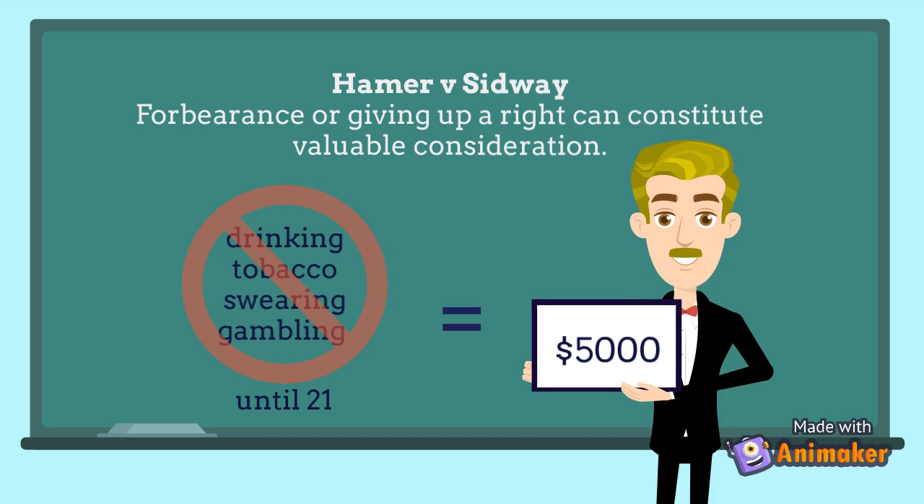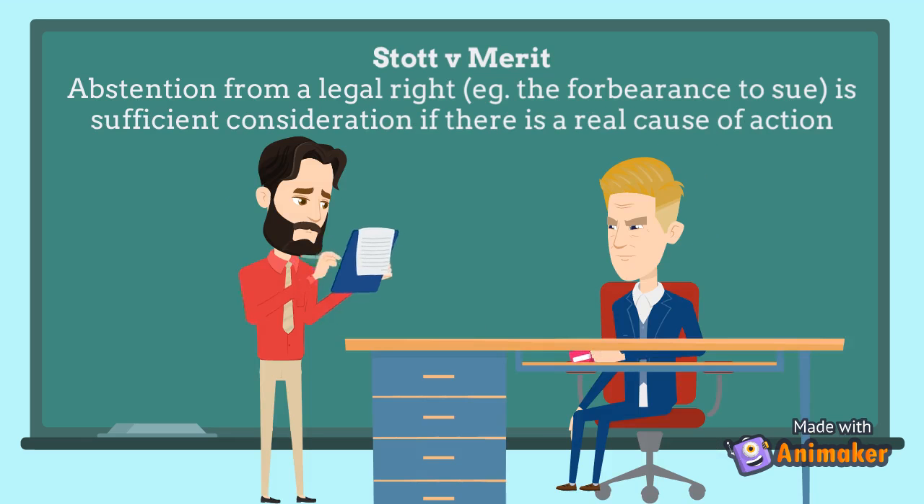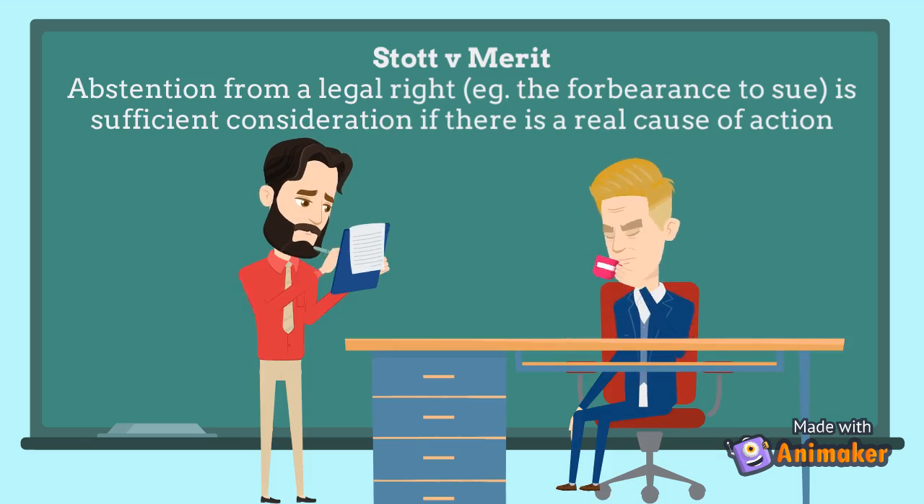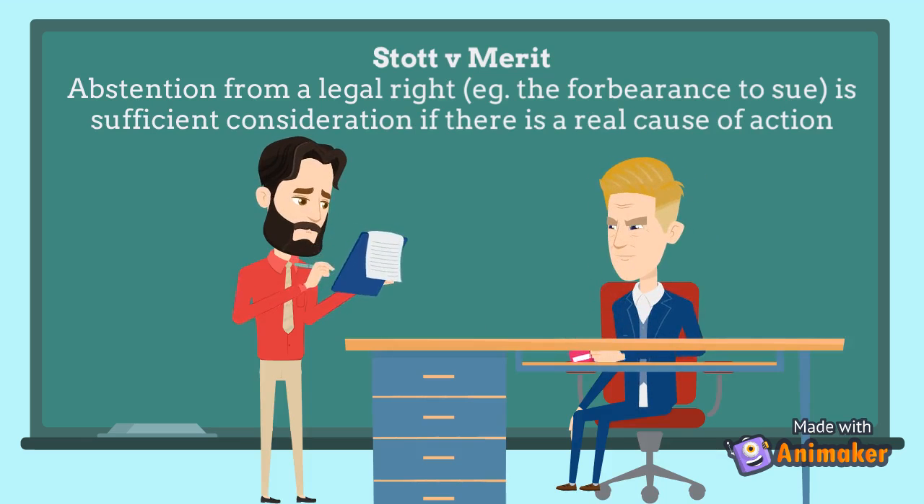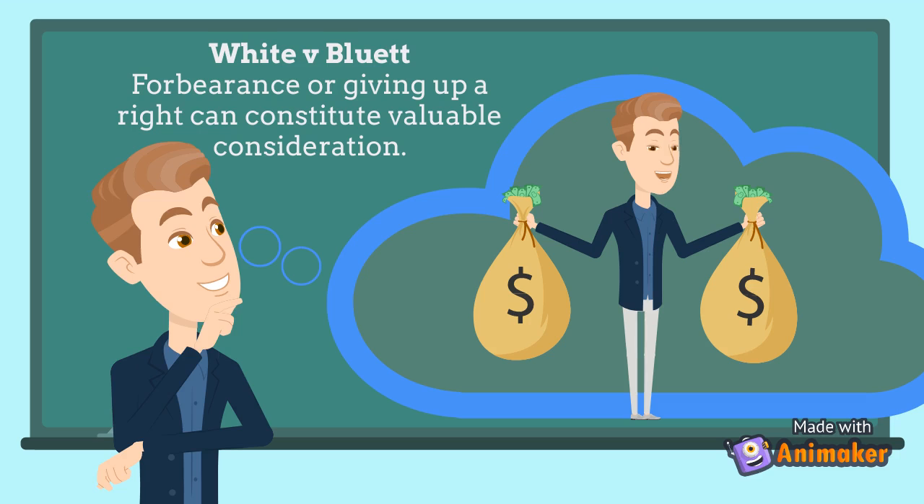In Hammer v. Sidway, an uncle promises to pay his nephew a sum of money if he agrees to refrain from drinking and smoking for a specified time frame. From this, we learn that if a promisee agrees to refrain from something to which he or she had a legal right, that constitutes a detriment and consideration is present. Moreover, in Stott v. Merritt, it is held that abstention from a legal right, including forbearance to sue, is sufficient consideration regardless of the chances of success of the legal claim.